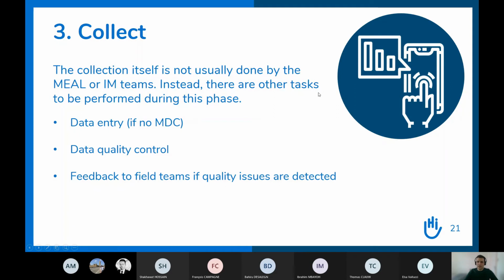Depending on whether you are on mobile data collection, but if you're not on mobile data collection, then you have to do data entry. So if you have papers, then you have to fill the information in the database. And sometimes for this, you need to recruit people to do the data entry. So you need to recruit them, to train them, and so on. Then that's a phase where you have to do quality control. And if you find issues in the data quality, then you have to give feedback to the team.